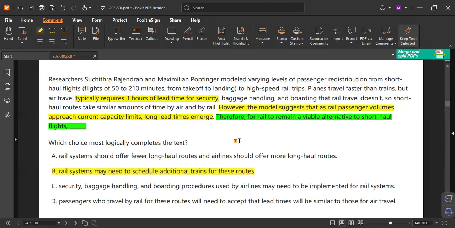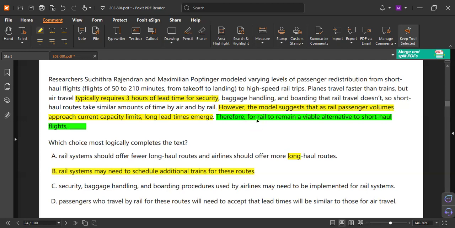You feel it? Again, why is it wrong? Rail system should offer fewer long haul, and airlines should offer more long haul routes. So how does it make it long? If it's made long, it takes too much time. You feel it? Yeah, that's right. So for the rail to be viable against the airline, we need to add additional trains because it's a shorter time.